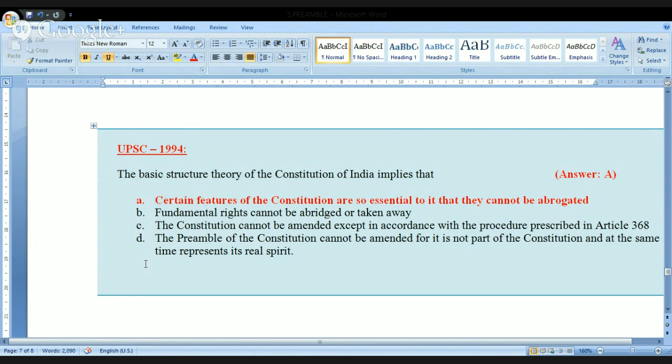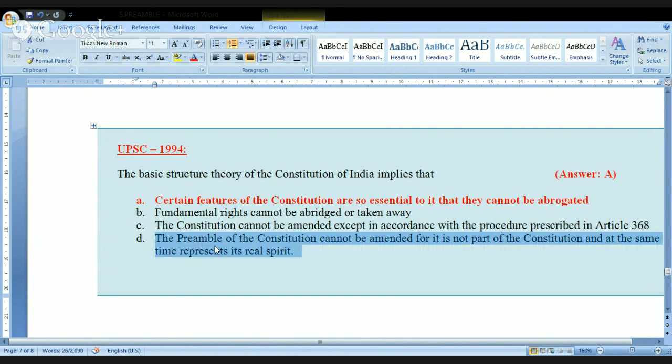Okay, next, kindly read other statements also. Fundamental rights can be abridged or taken away. No, that is not the point. Fundamental rights can be taken away. The Constitution cannot be amended except in accordance with the procedure prescribed in Article 368. That is also wrong, because we have seen already the Indian Constitution is both rigid and flexible. Rigid means special majority. Flexible means with a simple majority also we can amend the Constitution. Hence option C should be wrong.